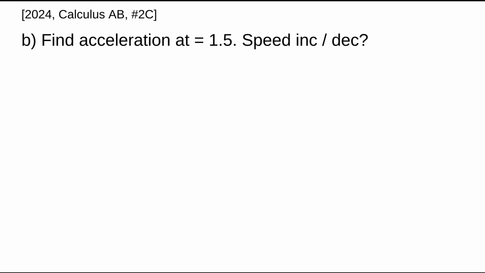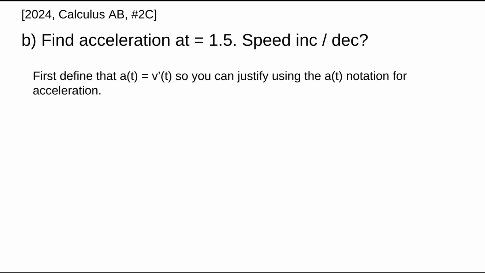In part B of the question, we are asked to find the acceleration of the particle at 1.5, and then is the speed increasing or decreasing? So first, it's customary to understand that acceleration is the derivative of velocity, but if you're going to use the notation a of t for acceleration, it is by far in your best interest to explicitly state that you are defining a of t to be the derivative of v of t. That way you can justify using that notation specifically for acceleration.